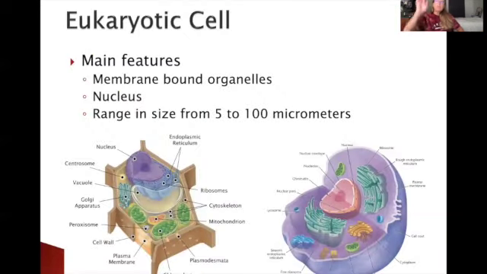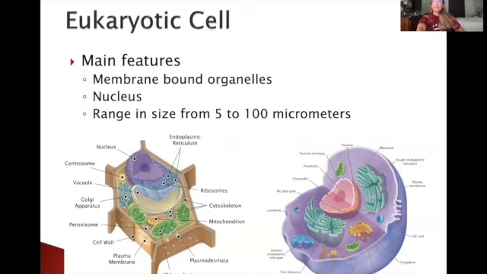Eukaryotic cell, the big thing here is that it is larger than a prokaryotic cell, obviously larger than a virus. These things have membrane-bound organelles, and the main membrane-bound organelle is a nucleus. But also chloroplasts and mitochondria and Golgi, all of these are membrane-bound as well. And none of those things are present in a prokaryotic cell, but they are present in a eukaryotic cell.